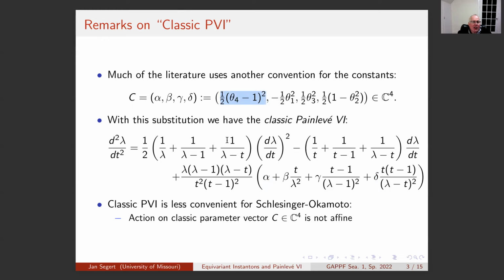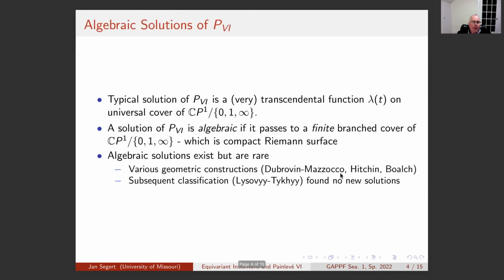And so a necessary but painful part of working with Painlevé equations is that you always have to figure out what notation someone is using, figure out how your constants are related to their constants, and so forth.